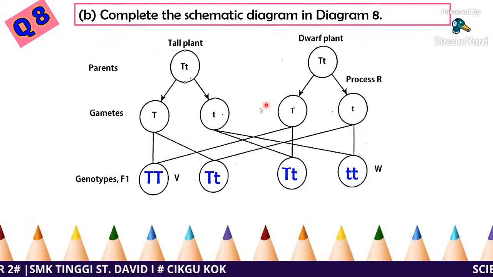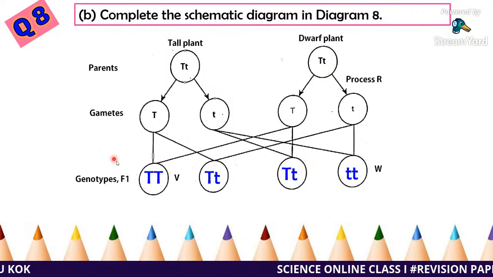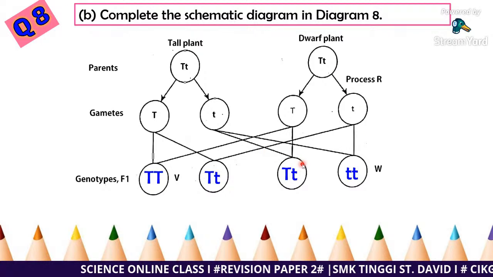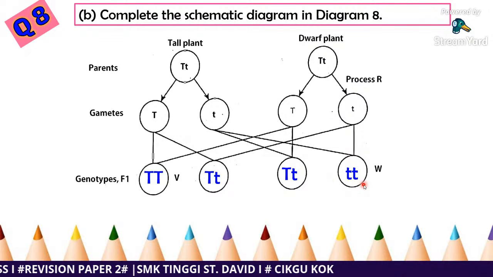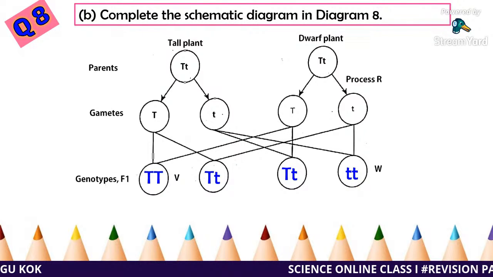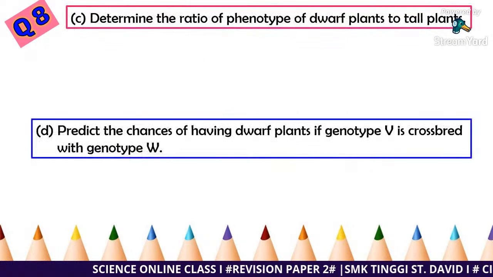Okay, so from here we complete the table already. We get three tall plants, and we just get one dwarf plant. So from here we can make a ratio of 3 to 1. So 75% we can get the tall plant. Then we go to the answer.